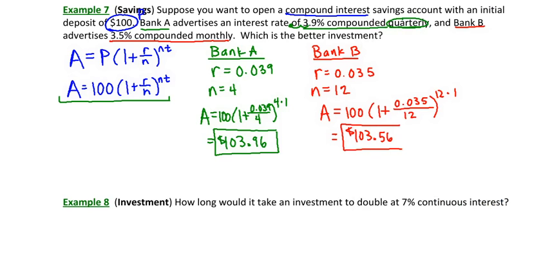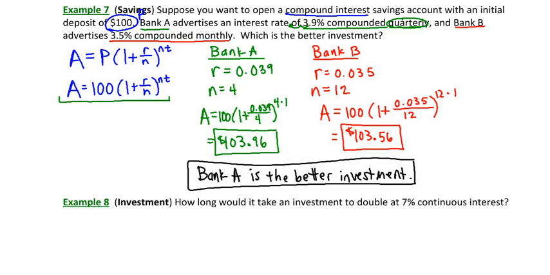So our accumulated value is $103.56. Now, it's not too big of a difference when we start with an initial amount of $100, but if we had a larger principal, then there would be a bigger difference. But in our case, it looks like Bank A will be the better choice. Bank A is the better investment. At the end of the year, you earn just a little bit more interest.